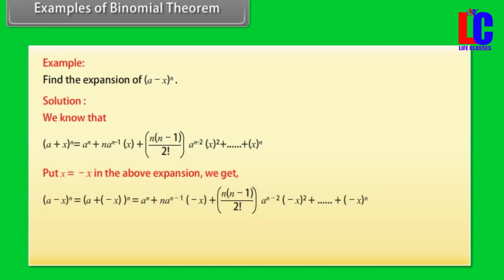We get aⁿ − n times a^(n−1) times x + n(n−1)/2! times a^(n−2) times x², and so on up to (−1)ⁿ times xⁿ.